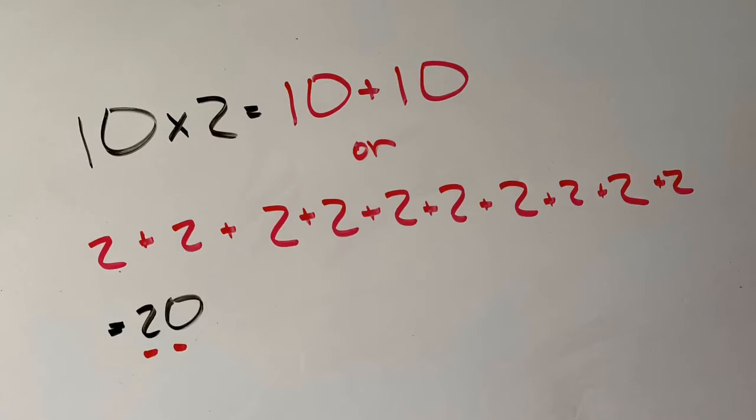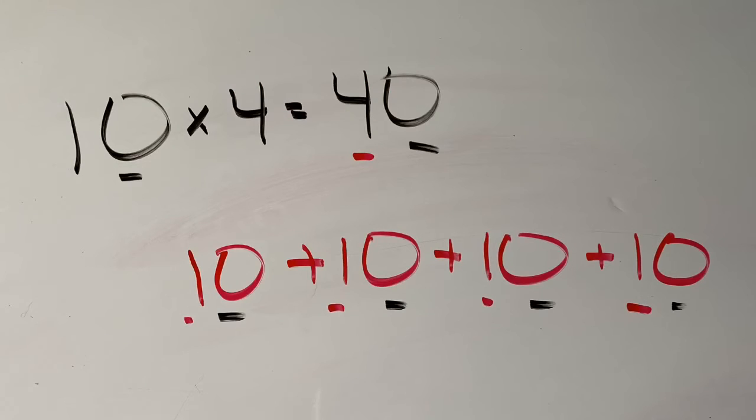Moving on to multiplying by 10, in this equation we have 10 multiplied by 2, which we could say as 10 added to itself 2 times, or 2 added to itself 10 times, which equals 20. Another example is 10 multiplied by 4, which equals 40.